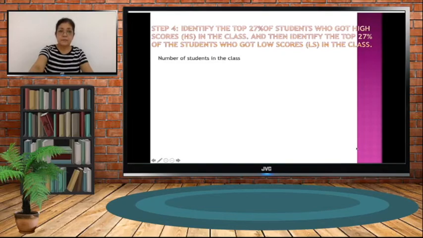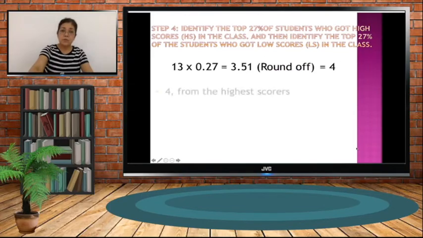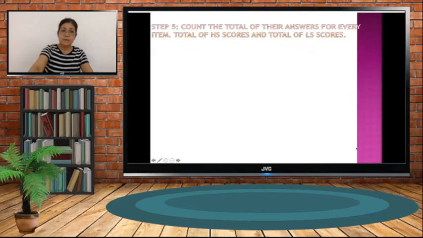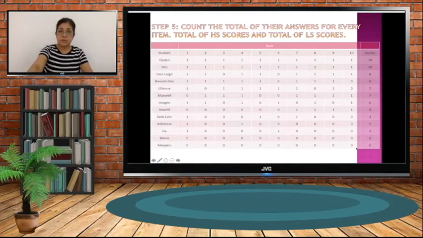So let us see. Our number of students here is 13, so we have to get 27% of 13. We change 27% to a decimal, which becomes 0.27. So our answer is 3.51. But the number of students is always a whole number, so it should be rounded off and it becomes 4. So we need 4 from the highest scorers, and we also need 4 from the lowest scorers. To show it, we have to count the total of their answers for every item, the total for the high scorers and the total for the low scorers.